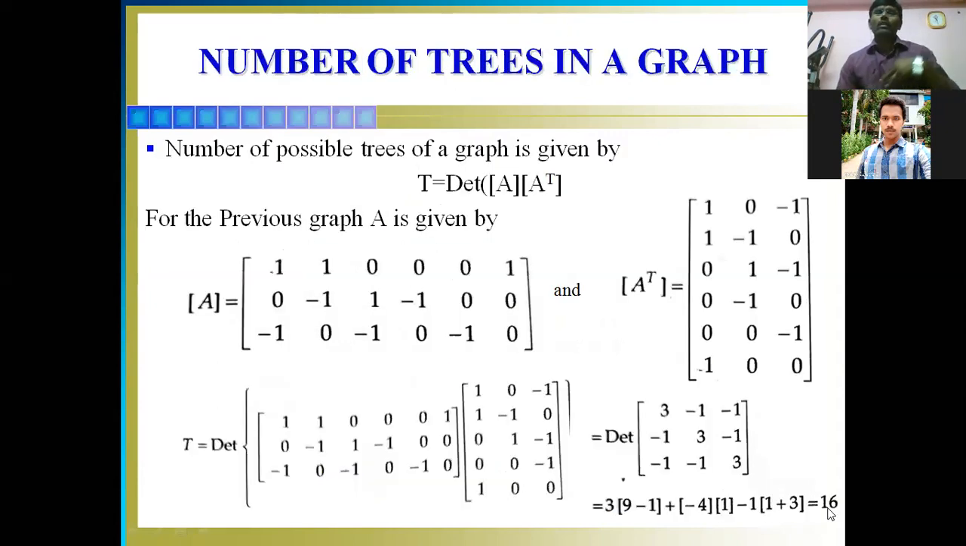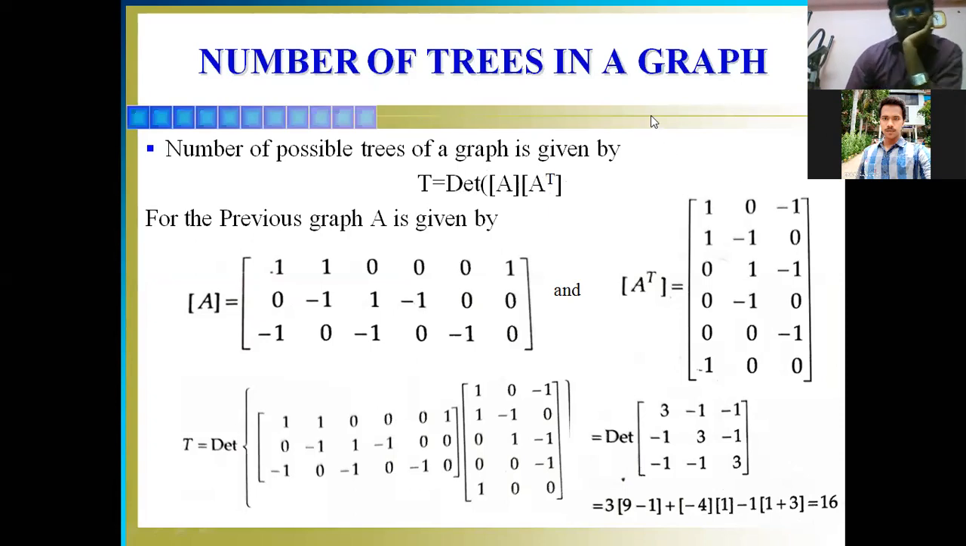Then the number of trees in a graph. In the last class we saw that different trees can be formed for the given graph. So how many possible trees can be formed for the given graph can be obtained using this formula. The number of possible trees of a graph is given by T is equal to det of A into A transpose.